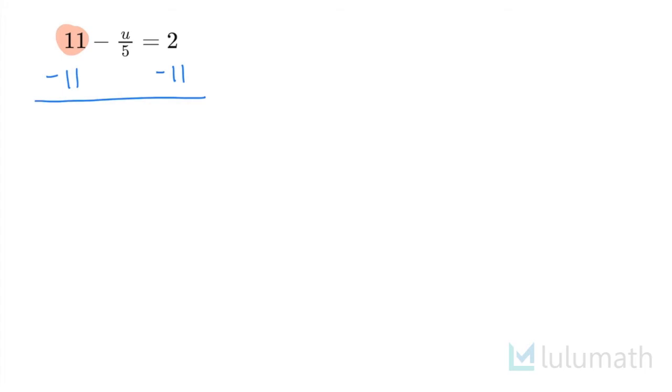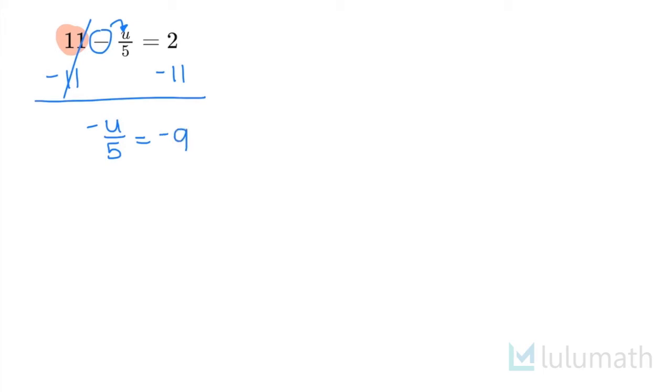Also remember that this minus sign is for the u over 5 and not for the 11. If we see this minus sign, some of us will accidentally think that we should add 11, but 11 plus 11 does not cancel out to give us 0. It actually gives us 22, so be careful of that. So 11 minus 11 is 0, which is what we want. So we have negative u over 5 equals, and then 2 minus 11 is negative 9.